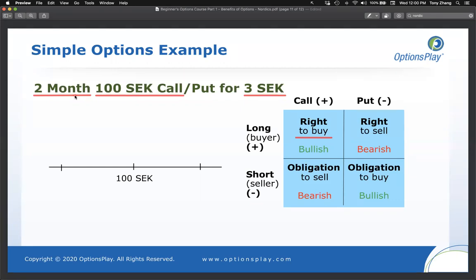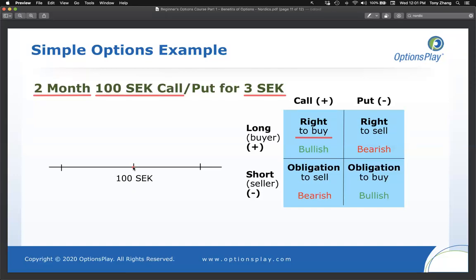What I'm going to do is show you what it means if the stock goes higher, if the stock goes lower, and if the stock stays the same, because that's the best way to really understand why you should buy a call option. Why should you pay $3 for this call option? So let's go through the example of a call buyer. Let's say I buy this call option and the stock is currently trading at 100 crowns. We know that buying a call is a bullish strategy, so let's take a look at what that bullish strategy actually looks like. Let's say 2 months from today, the stock stays exactly the same.